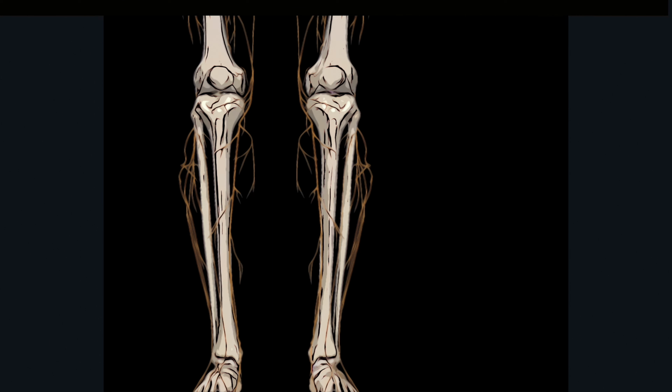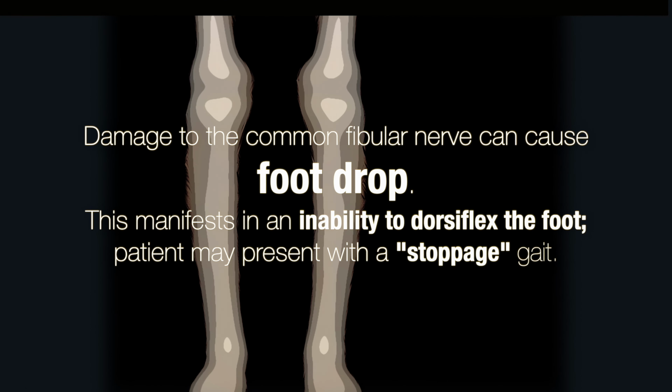Through its terminal branches, it supplies all muscles in the anterior and lateral compartments of the leg: the extensor digitorum brevis on the dorsal aspect of the foot, the first and second dorsal interosseous muscles in the sole of the foot, the skin on the lateral aspect of the leg and ankle, and the skin over the dorsal aspect of the foot and toes. Damage to the common fibular nerve can cause foot drop. Foot drop is an inability to dorsiflex the foot and is characterized by patients having a steppage gait.